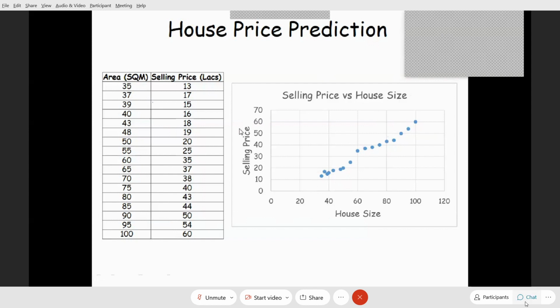So we are trying to find out, assuming that there is a linear relation between the output and this input variable. We are assuming that there is a linear relation and we are trying to estimate the parameters of that linear relation.